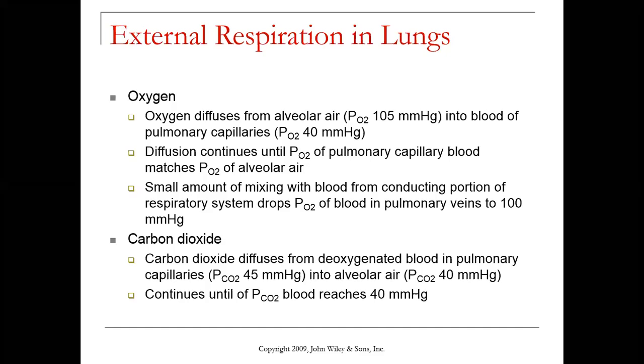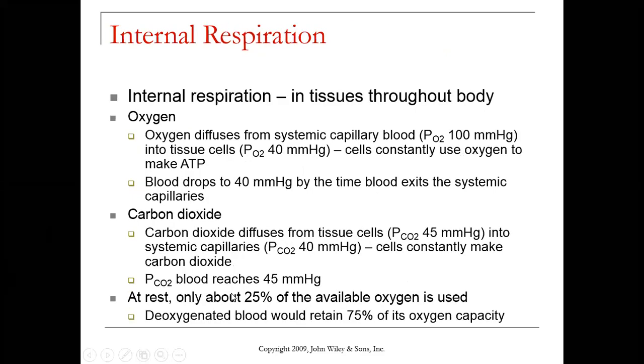So the cycle of the partial pressure of carbon dioxide continues from 45 to 40, and then 45 to 40, and then 45 to 40 again. Whereas for oxygen it goes from 105 to 100 to 40, again 105, then 100 to 40. It continues until the PCO₂ of the blood reaches 40. Now, the next slide will show you internal respiration in the tissues throughout the body.